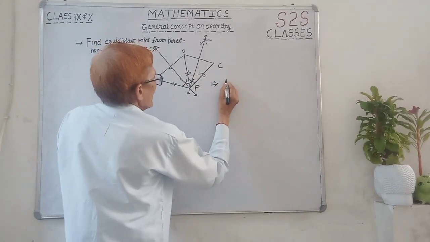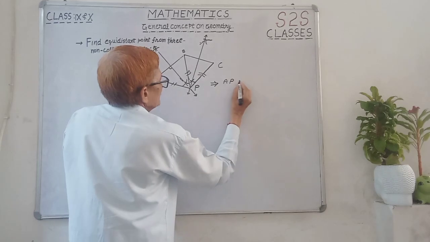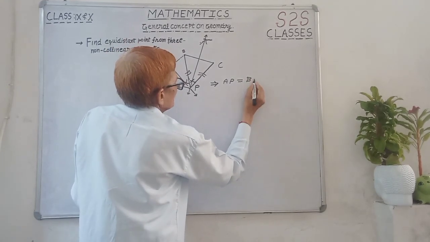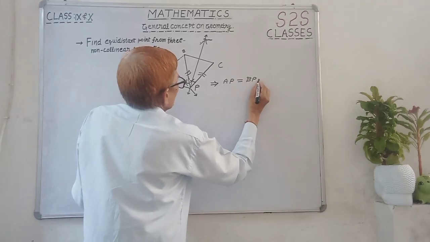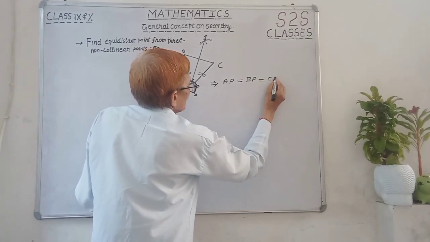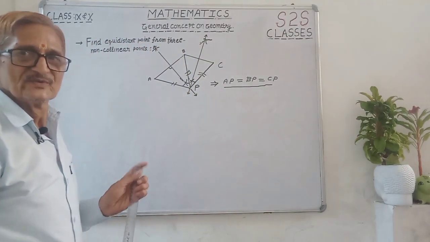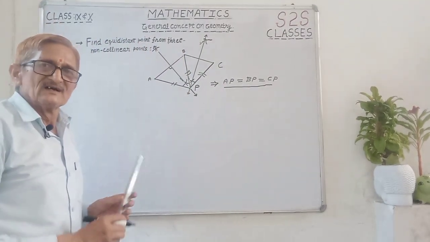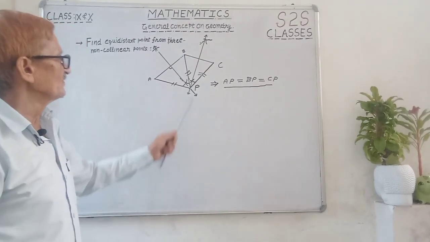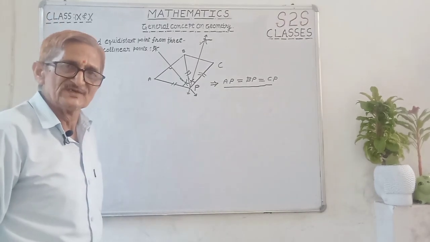So you can measure the AP distance by scale, and the BP distance and CP, all three will be equal. So this is the one construction to get the equidistant point from three non-collinear points. So this is our required point P, which will be equidistant from A, B, C, all three.